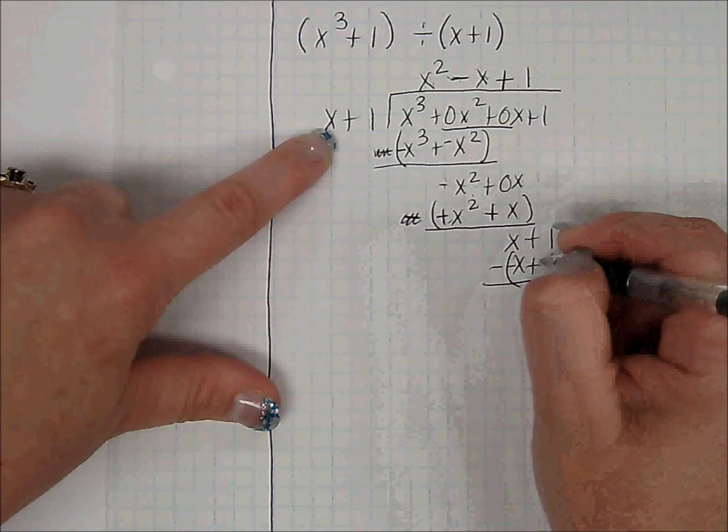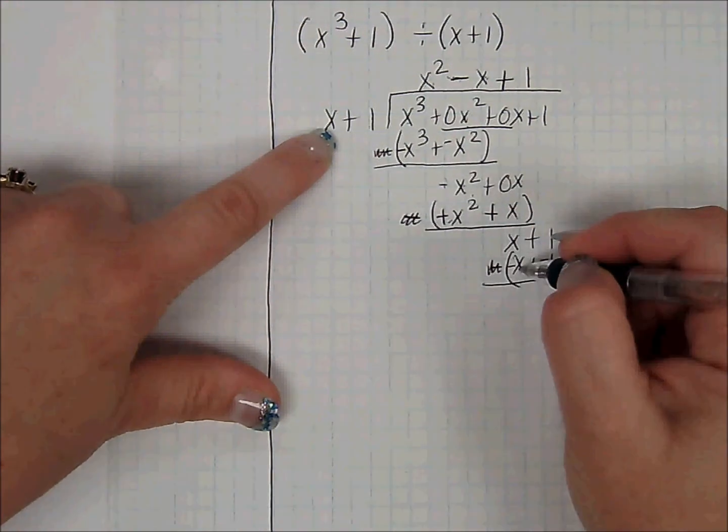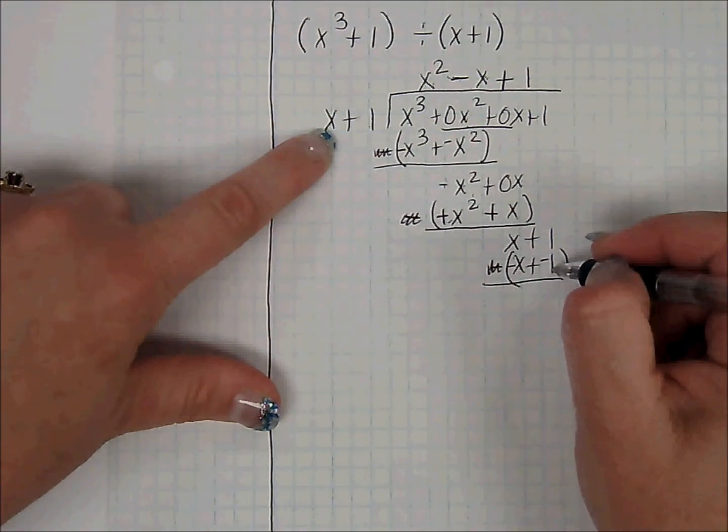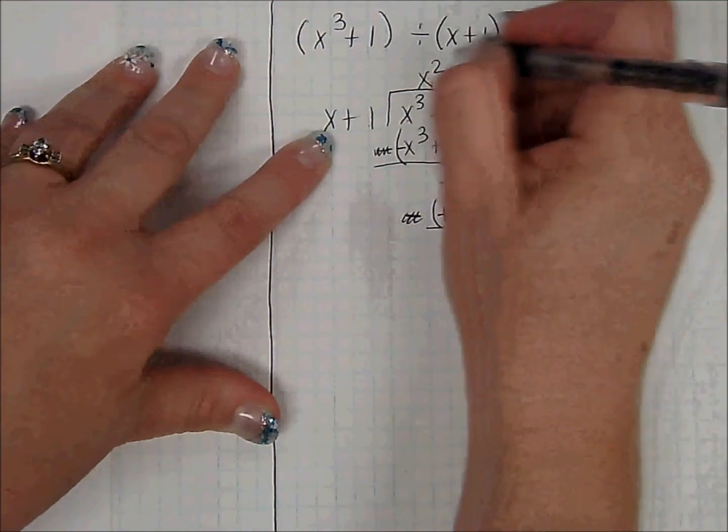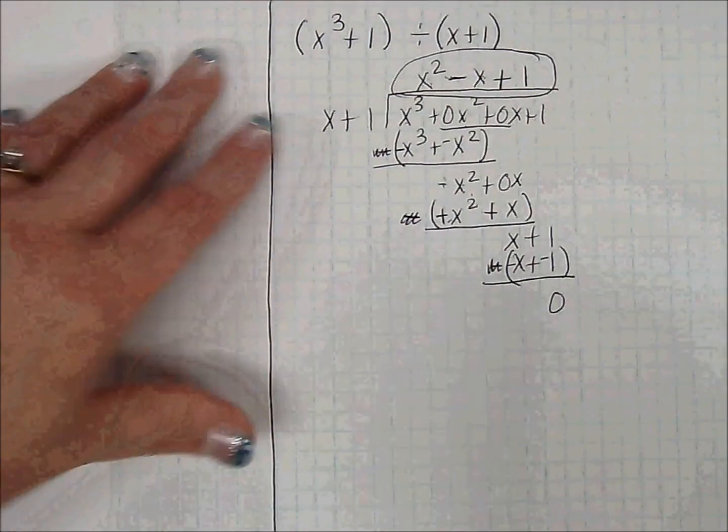distribute the negative. This gets a negative and this gets a negative. X minus x is 0. 1 minus 1 is 0. And we get this as our final answer.